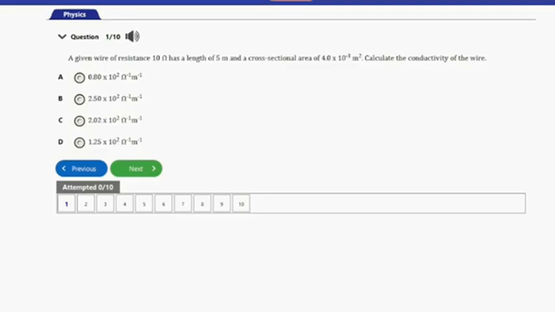Then in order to obtain the resistivity, we're going to use the formula for resistivity, where we know that resistance R is equal to resistivity times the length over area. In that case, if we make the resistivity the subject of the equation here, we're going to have that resistivity is equal to resistance times area over length. So where the resistance here is 10 ohms, then times the area, which is 4 times 10 to the power of -3 meters square, then all over the length, which is 5 meters.